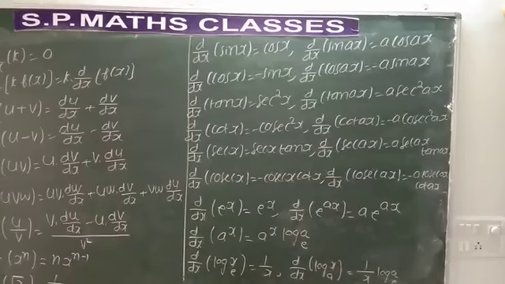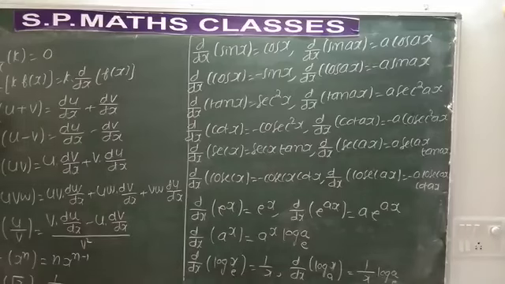So to start with, we have the basic 10 formulae. Derivative of a constant is 0. Derivative of k into f of x is k into derivative of f of x. Derivative of u plus v is du by dx plus dv by dx. Derivative of u minus v is du by dx minus dv by dx.